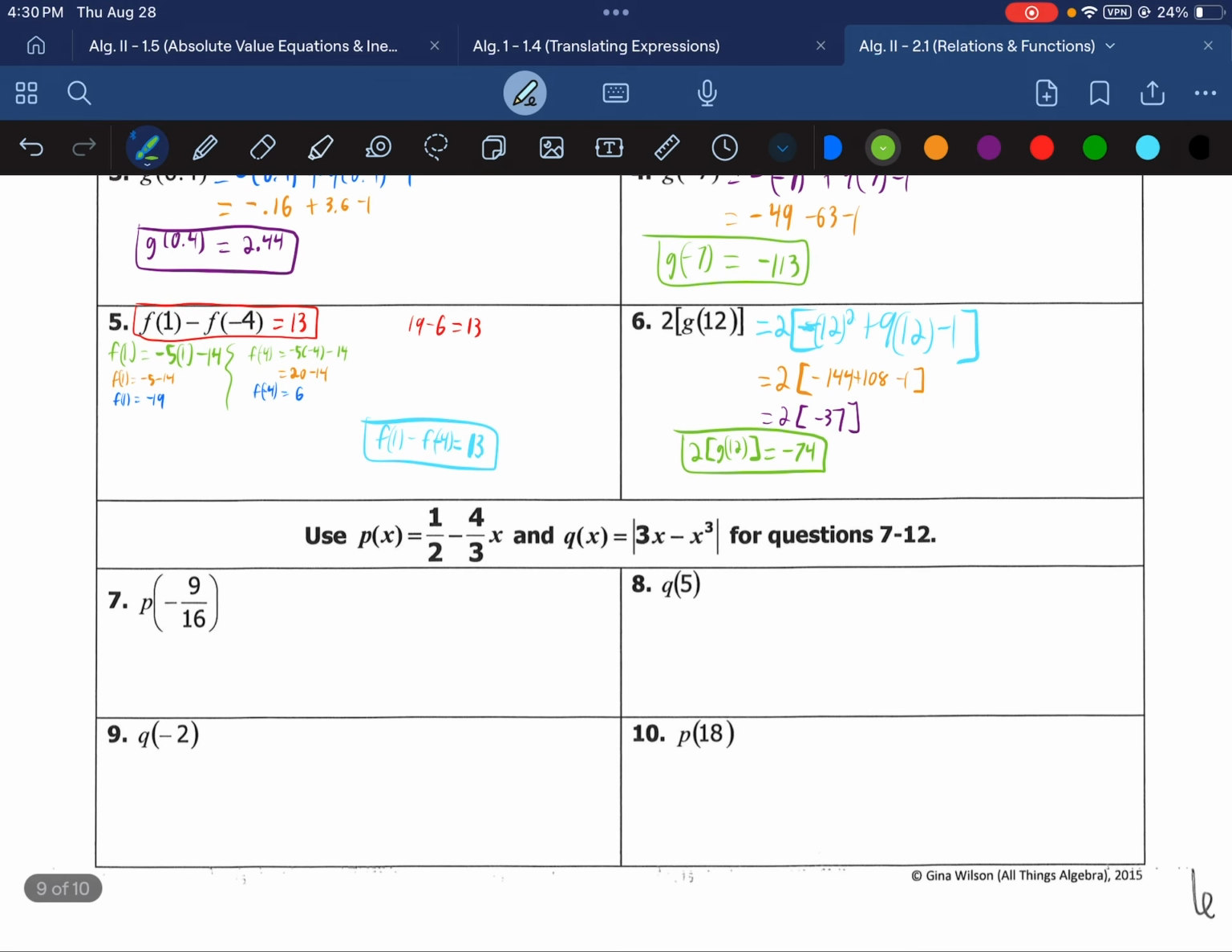Now we're going to move on where we're using p of x and q of x. Once again, just different letters showing that they're different functions. And these involve some fractions and absolute value. How exciting.